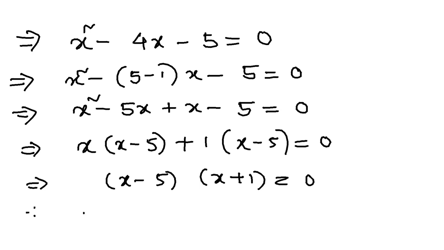So you can have x equal to 5 or x equal to minus 1. So both are possible. So my final answer is x is equal to 5 or x is equal to minus 1. Right? This kind of question you have already done in class 10, but still it's a recall or revision. Now let's go to question number 2.